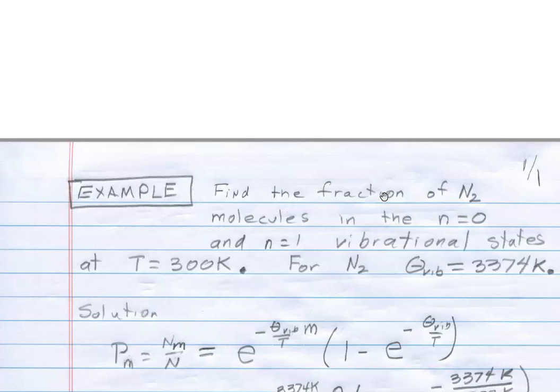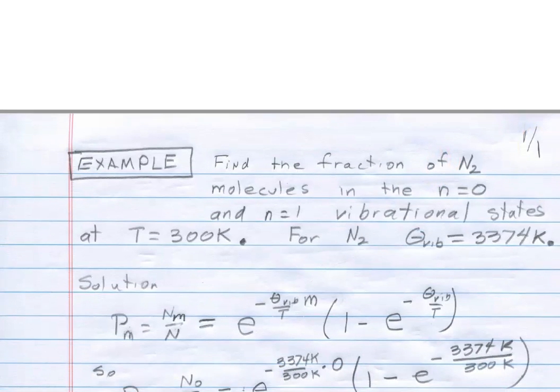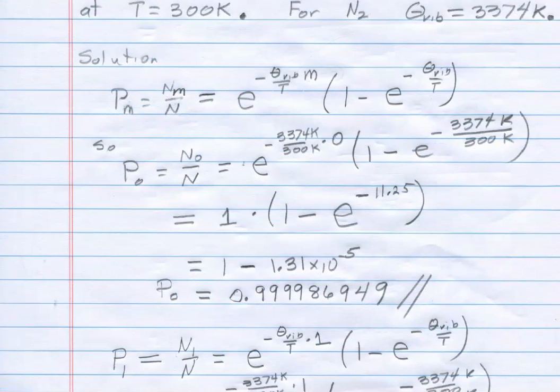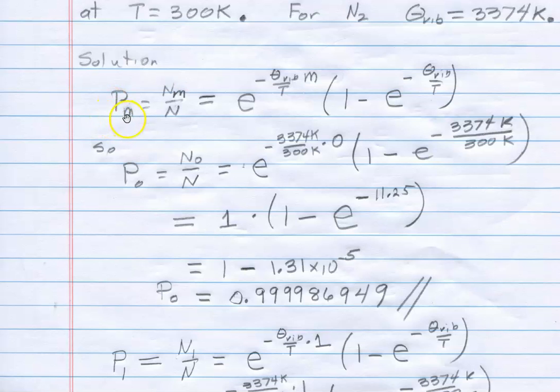And for this, you need to know what the vibrational temperature is. I looked it up online for nitrogen. N2 was 3374, at least one of the values that I found. And this is an application of the fraction or the probability. The fraction of the molecules in the nth state is the number of particles in the nth state divided by the total number of particles. So it's the probability of finding the system in this vibrational state n.